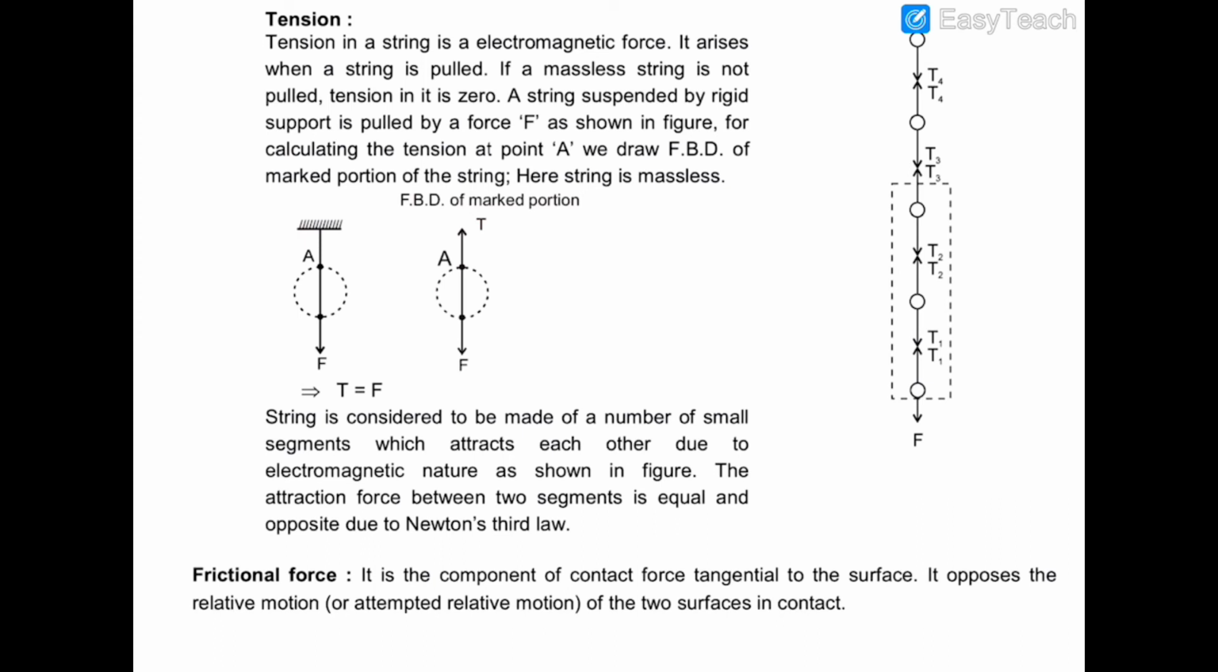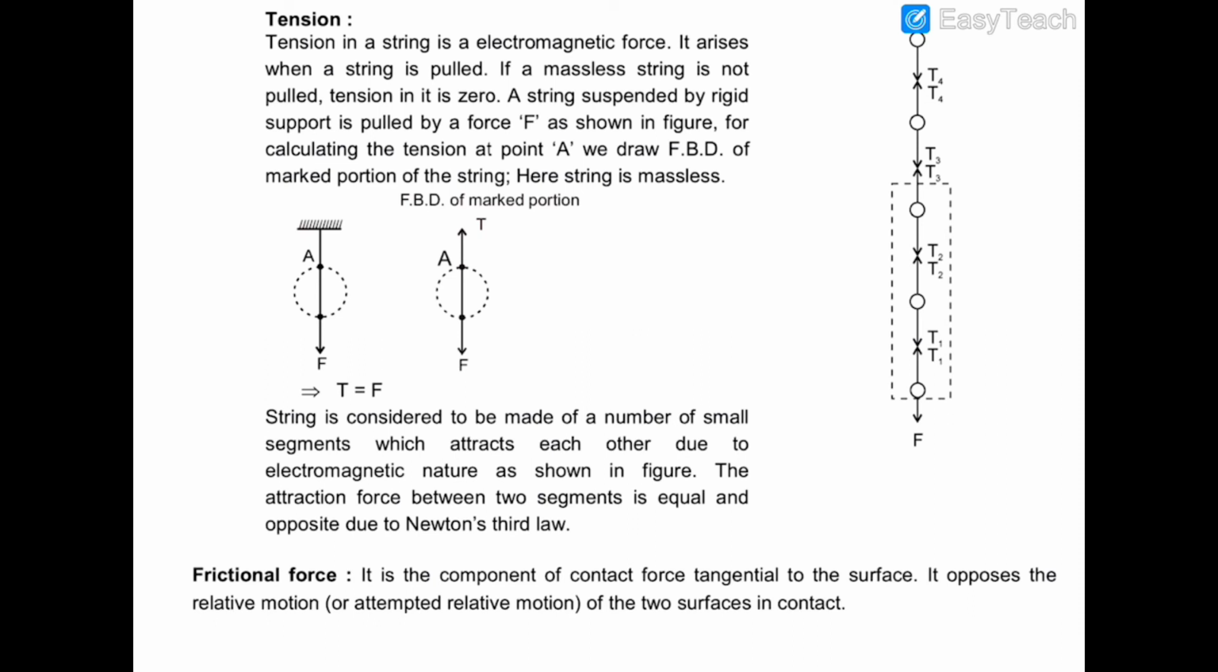Now, there is another common sense thing: a rope is always used in pulling objects. It cannot push, you cannot push anything with a rope, obviously. So this is the diagram of a rope, a massless rope, and it is being pulled by a force F.